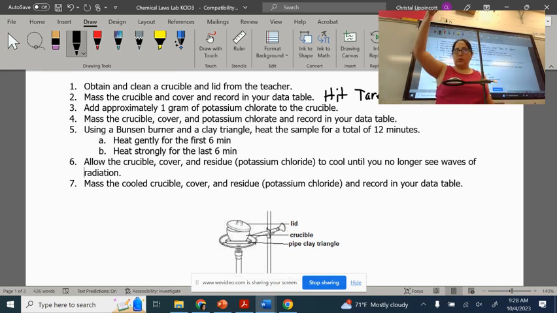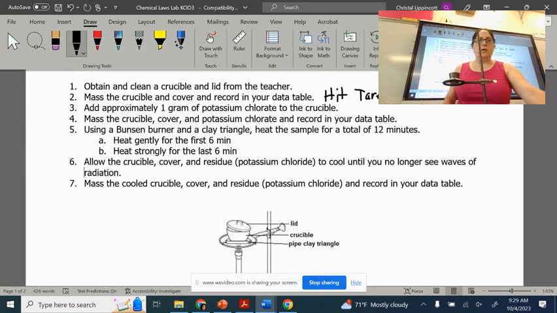Your crucible, lid and sample will then fit down into that clay triangle, and it's going to hold it in place. You'll then get your Bunsen burner underneath here, and you're going to heat the sample for 12 minutes. So for the first 6 minutes, you're going to have the flame a little lower. It's still going to be hitting the bottom of this. And then for the last 6 minutes, you're going to turn it up and get it going as hard as you can.